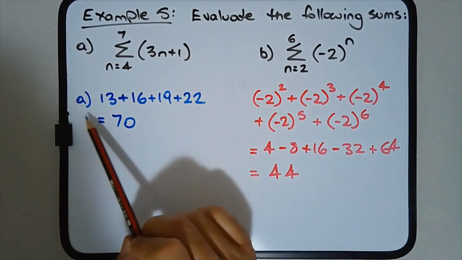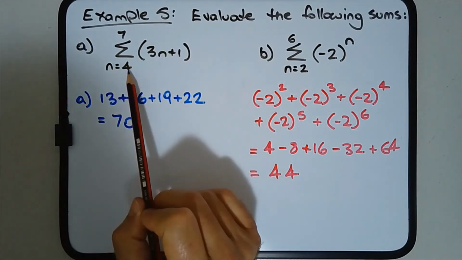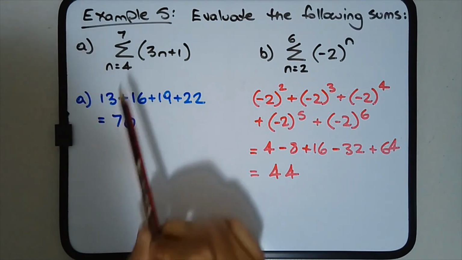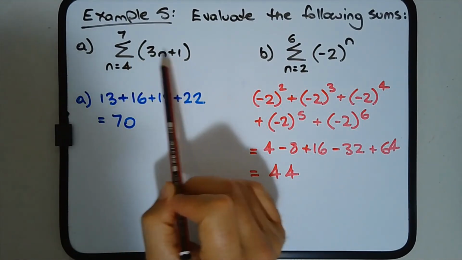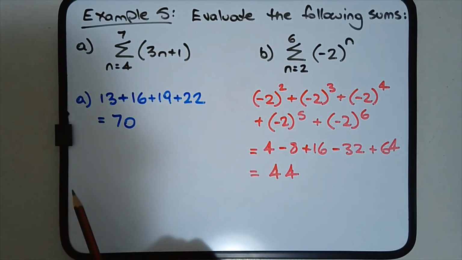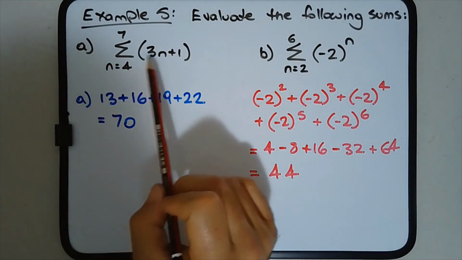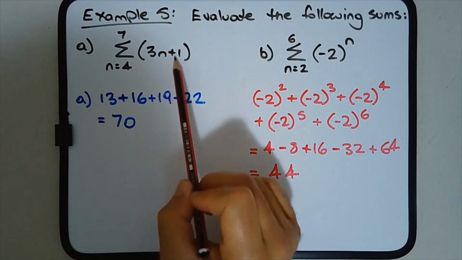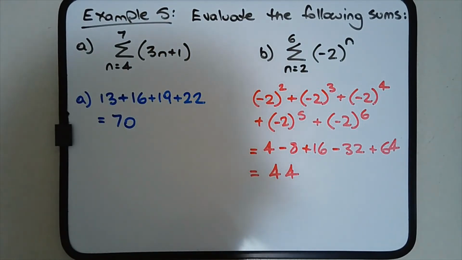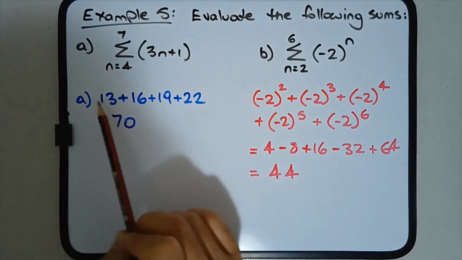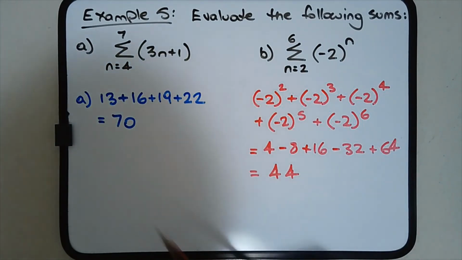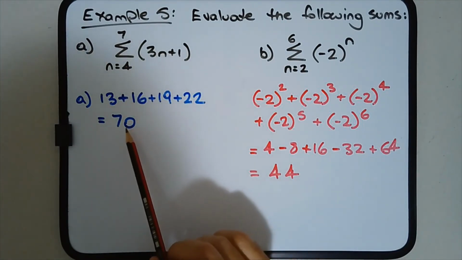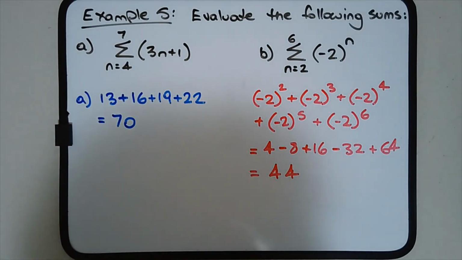Let's have a look at part A. So when n equals 4, 3 times 4 plus 1 is 13. When n equals 5, 3 times 5 plus 1 is 16. When n equals 6, 3 times 6 plus 1 is 19. And when n equals 7, 3 times 7 plus 1 is 22. The sigma notation just means add them up. It's just the sum. So 13 plus 16 plus 19 plus 22 equals 70.